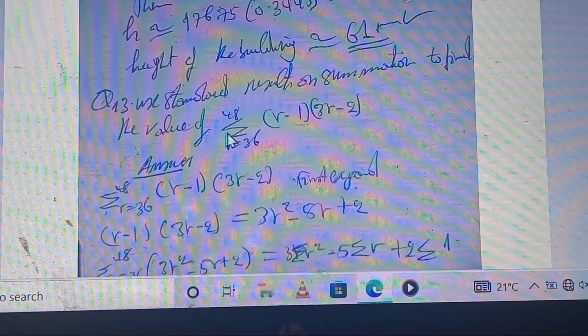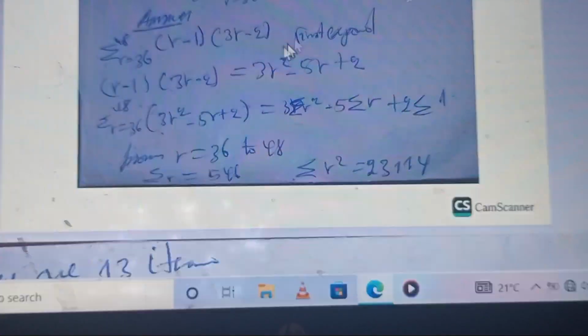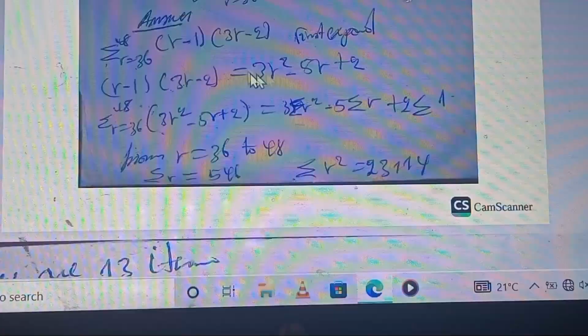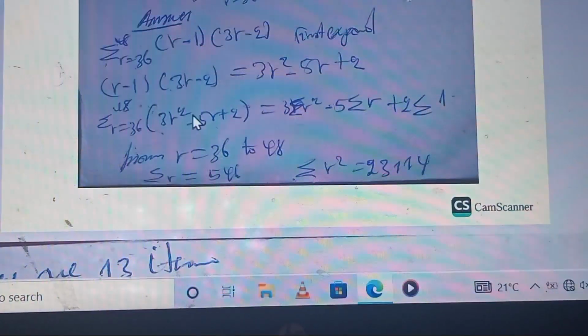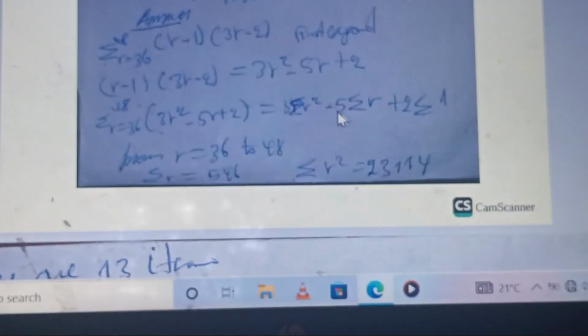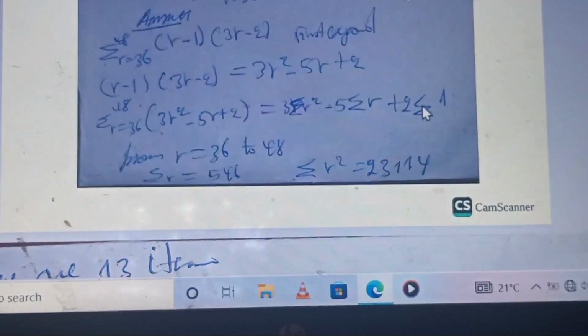Question number 13. Use standard results only, summation, to find the value of the summation from r equals 36 to 48 of r minus 1 times 3r minus 2. Here, you start by expanding, multiplying r minus 1 and 3r minus 2. Then you multiply and get that solution. After that, you apply the summation. You get 3 summation of r squared minus 3 summation of r plus 2 summation of 1.